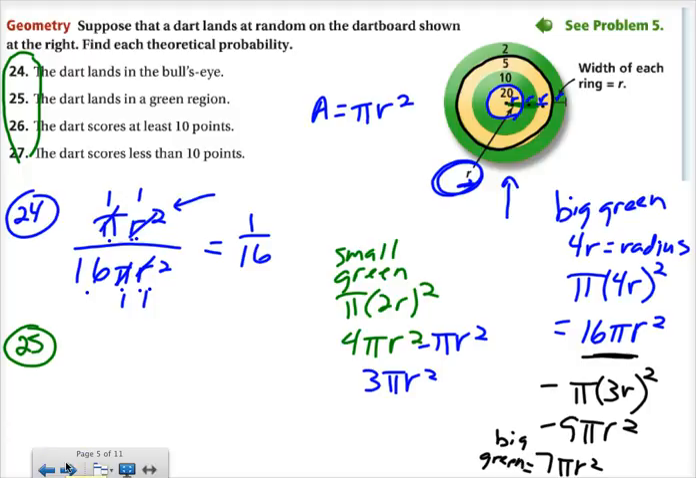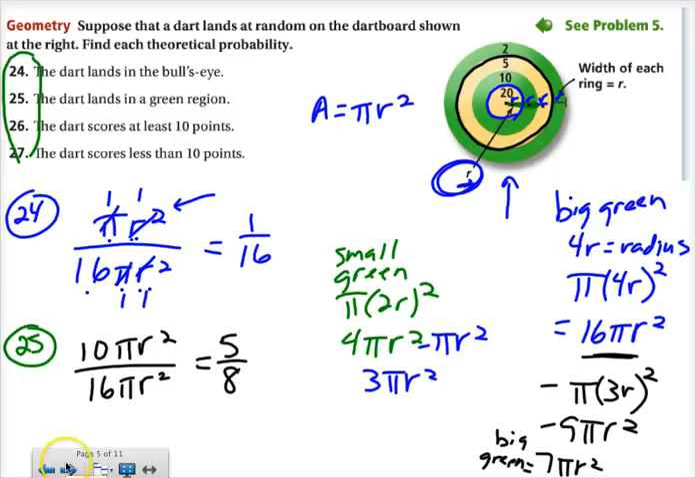All right, so what I have so far is the big green ring at 7 pi r squared, the little green ring at 3 pi r squared, and when you add those two together, because it's an or situation, it's one or the other, we're going to get 10 pi r squared. And again, that's going to be over our total of 16 pi r squared. So we're going to get 10 over 16, which will reduce to 5/8 for number 25.